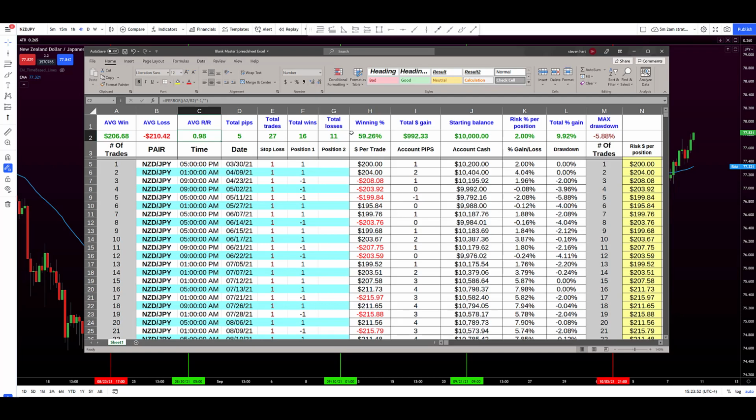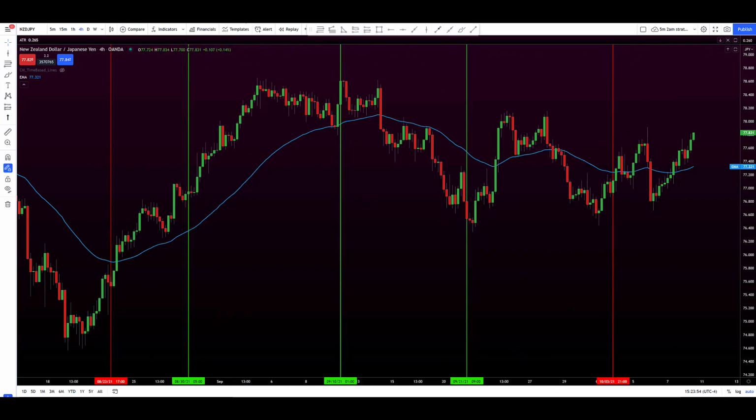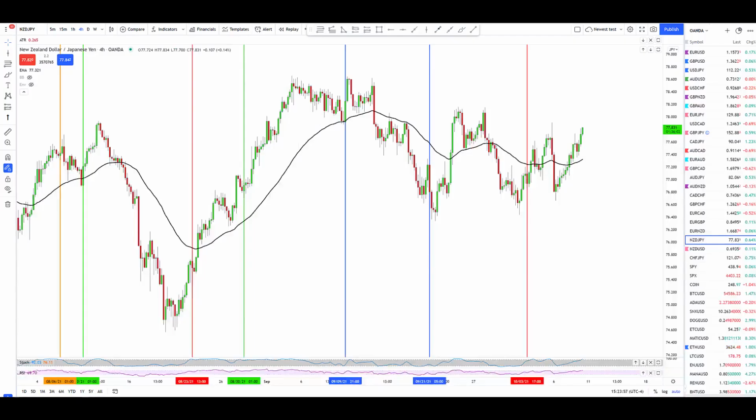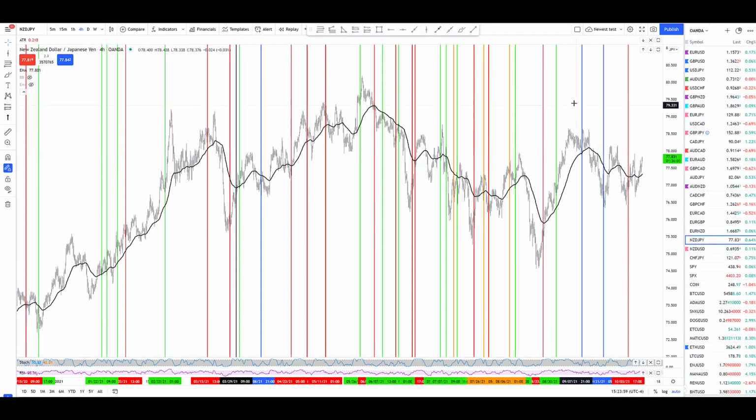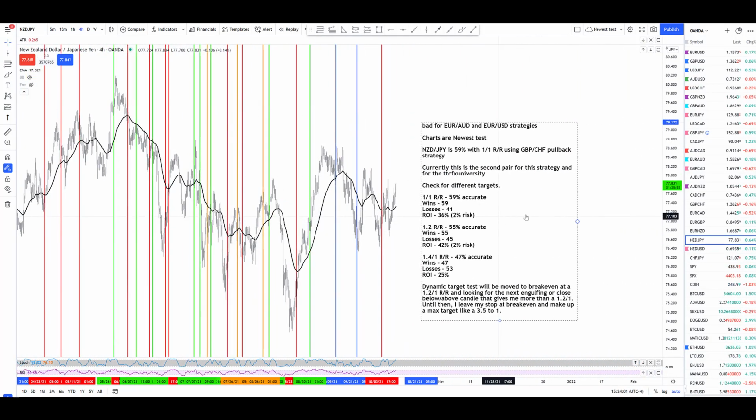And this actually, if I go over to my all the way tested data on the New Zealand yen, which is right here, coincides well with what I got within the last 100 trades. So on the New Zealand yen, within the last 100 trades, we had 59 wins and 41 losses, which gave us a 36% ROI using a 2% risk.